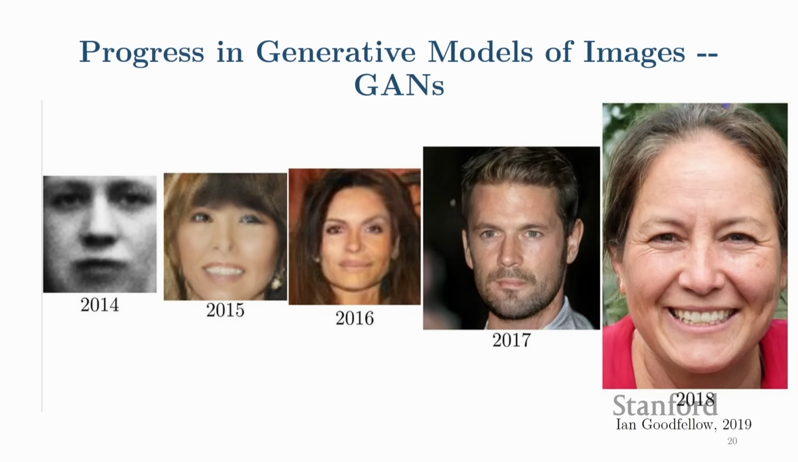And you can see that over a few years, this progress was largely driven by generative adversarial networks, which is a class of generative models we're going to be talking about. You can see how the generations are becoming better and better, higher resolution, more detail, more realistic images of people.